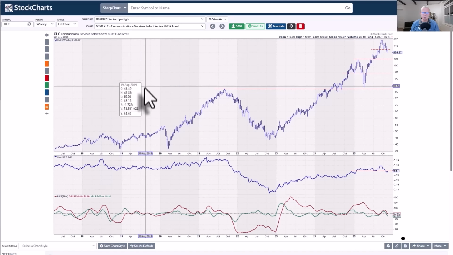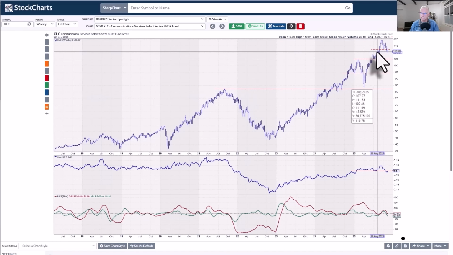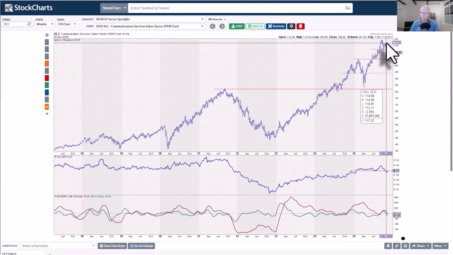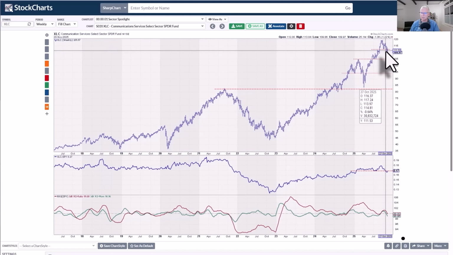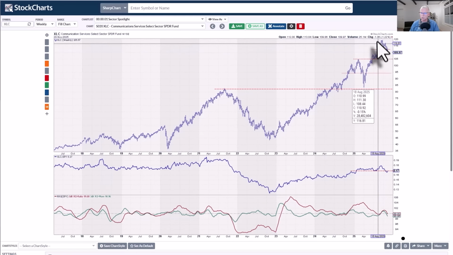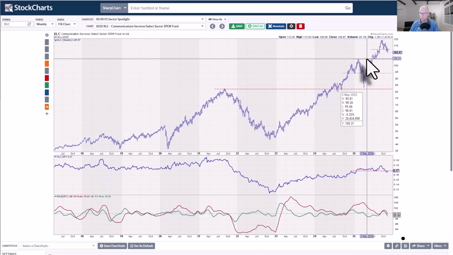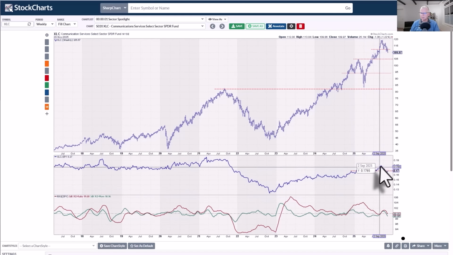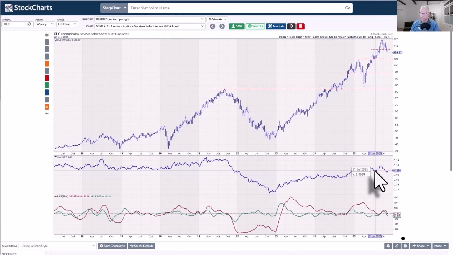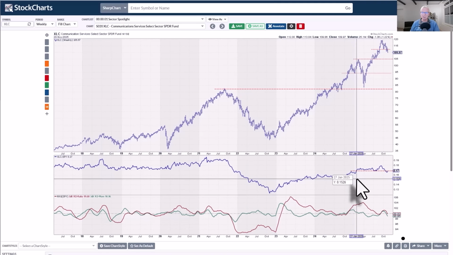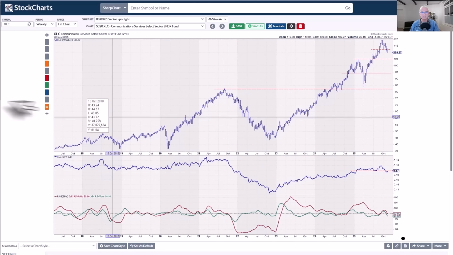Here is communication services. Look at how that toppish formation is now confirmed. We have a first lower high, and now we have definitely a lower low. So that means that a new downtrend is emerging. We took out support. That means that the next serious support level is only found around 105. Look at the relative strength, that is rolling over. We took out the previous low, and the RRG lines are now both pushing lower. This is not a strong outperforming sector anymore.